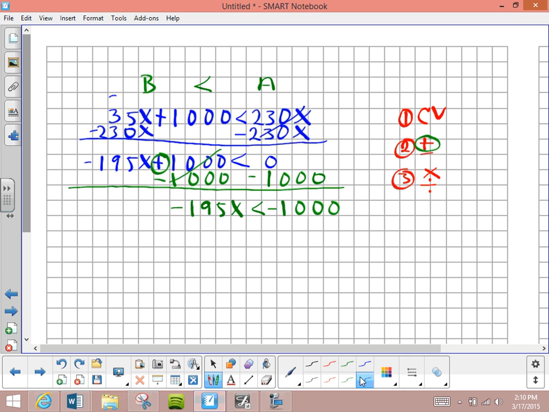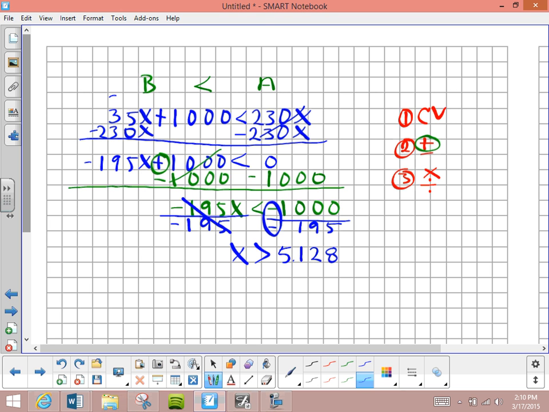So the third step is to multiply or divide. This thing is multiplying, so we must divide by negative 195 to get rid of it, or just get 1x. And what happens when you divide by a negative? First of all, yes, you flip the sign to greater than, and this, guys, because you have two negatives, they turn into a positive. So we what? 5.128.